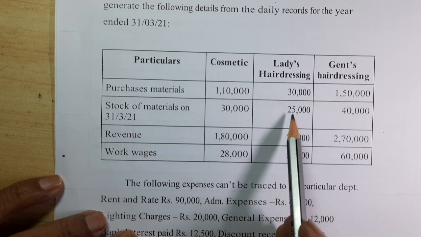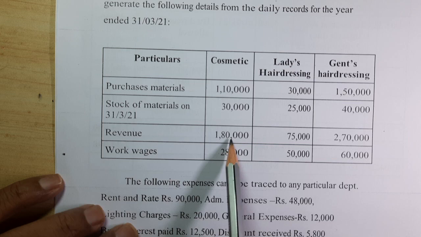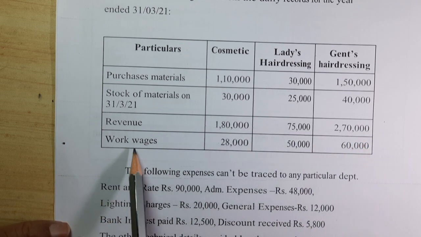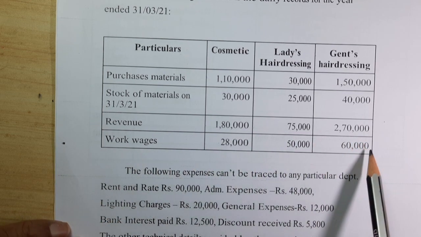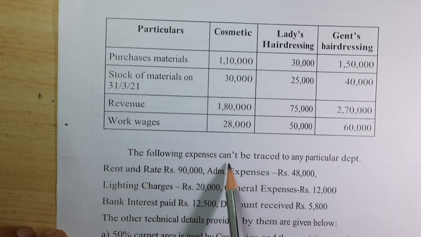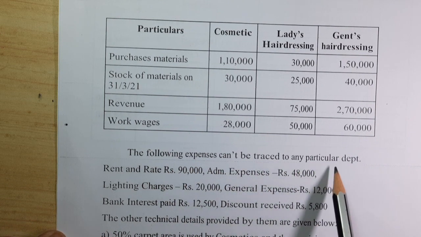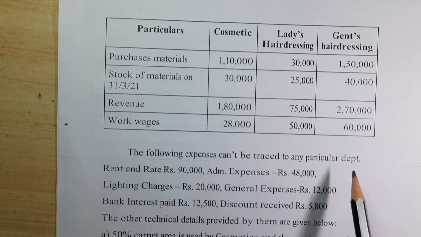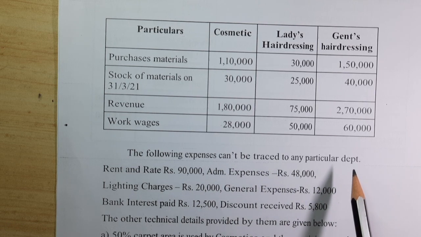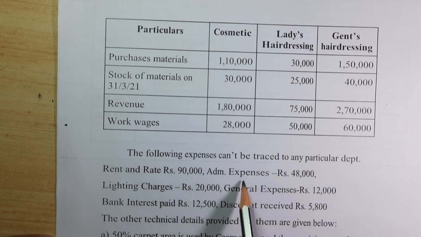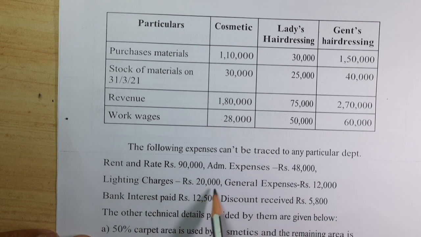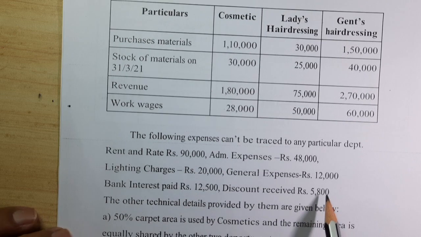Stock of materials 30, 25, 40, revenue 1,80,000, 75, 2,70,000, work wages 28, 50, 60, right? The following expenses cannot be treated to any particular department. When it is not for a particular department, then it should go to the general profit and loss account. How will it be treated? Rent and rates 90,000, administration expenses 48,000, lighting charges 20,000, general expenses 12,000, bank interest paid 12,500, discount received 5,800.